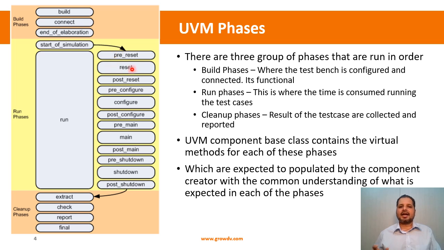mechanism wherein it gets divided into reset, configure, main and shutdown. These four subphases, and of course the pre and post versions of them. So in total 12 subphases which provide the finer granularity of the control of the run phase. So you have to pick one of them. You have to either use these or you use the run.